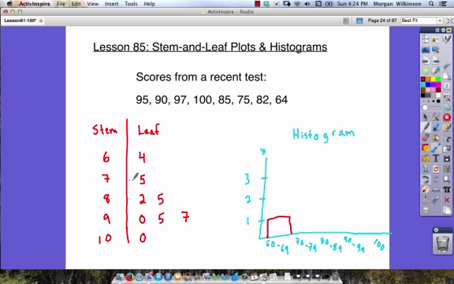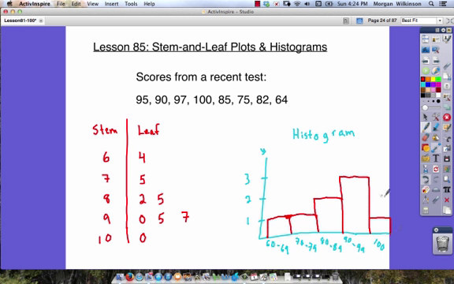For 70 to 79, we only have one time. So that's also a 1. These bars are level. Then for 80 to 89, we've got 2 times. So that's happening 2 times. For 90 to 99, we've got 3 times. And then our lonely score out there of 100 only happens 1 time.